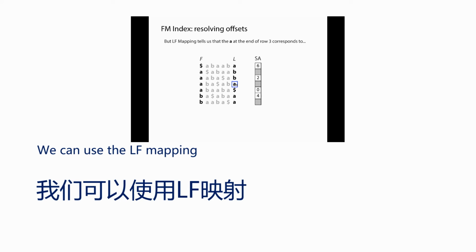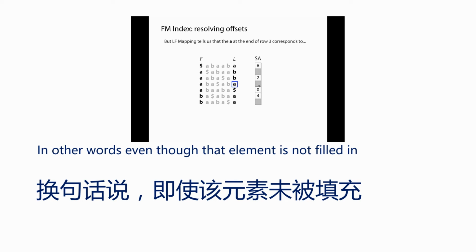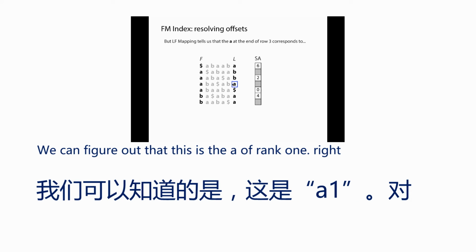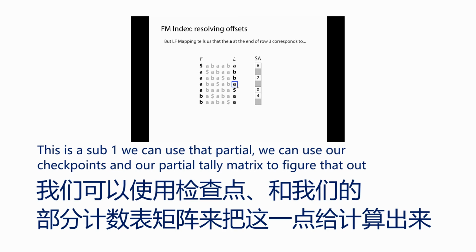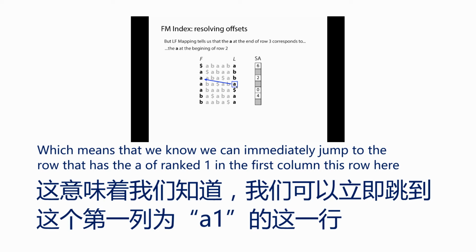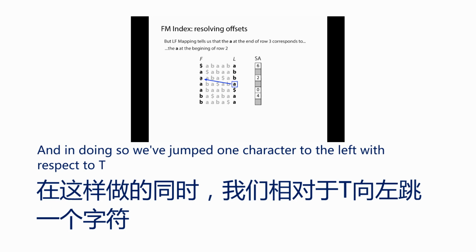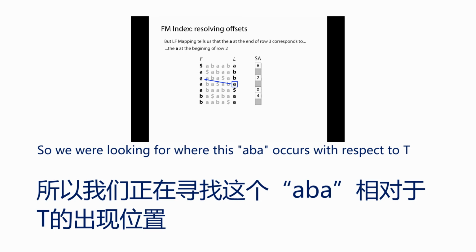We can use the LF mapping. In other words, even though that element is not filled in, we can figure out that this is the A of rank 1, right? This is A sub 1. We can use our checkpoints and our partial tally matrix to figure that out, which means we can immediately jump to the row that has the A of rank 1 in the first column, this row here. And in doing so, we've jumped one character to the left with respect to T. So we're looking for where this ABA occurs with respect to T.